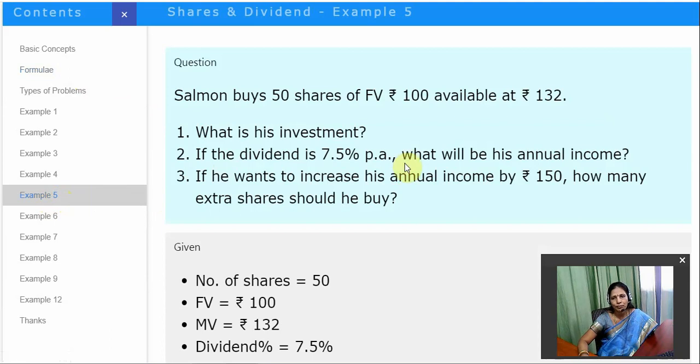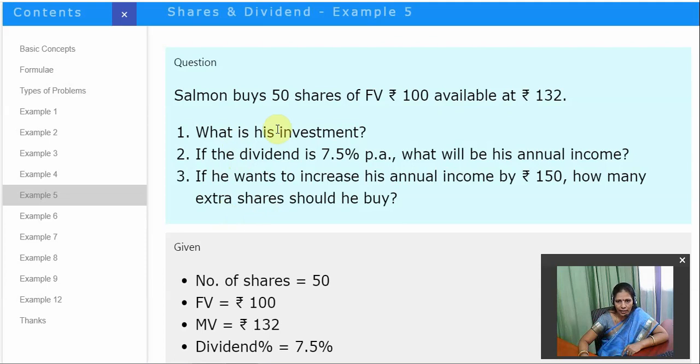Now this sum. The question is, Solomon buys 50 shares of face value rupees 100 available at rupees 132. You need to find out his investment, and if the dividend is 7.5% per annum, what will be his annual income. And next, if he wants to increase his annual income by rupees 150, how many extra shares should he buy? So you need to find out all these three questions.